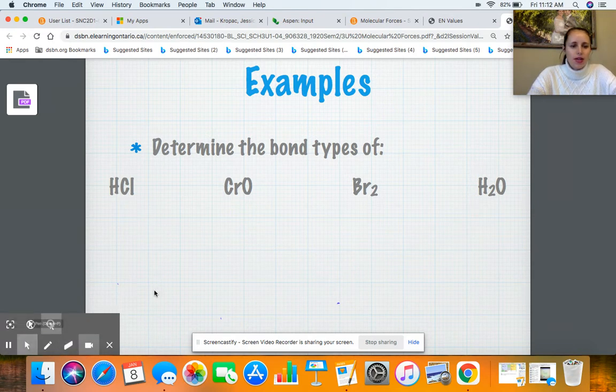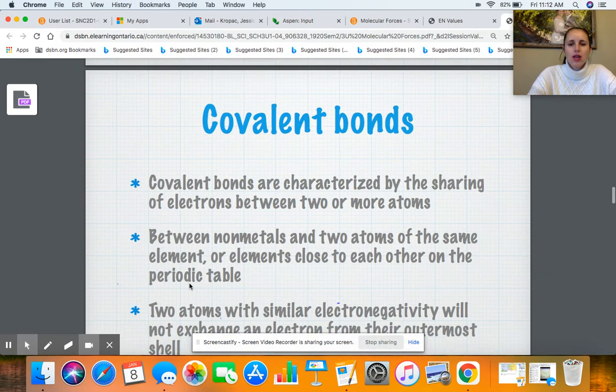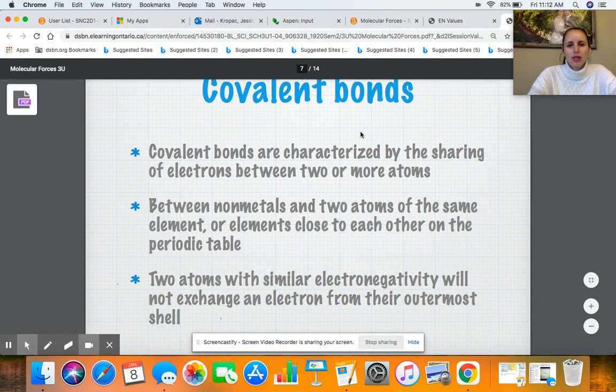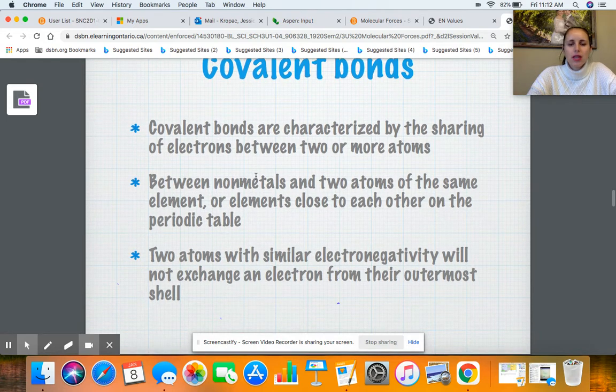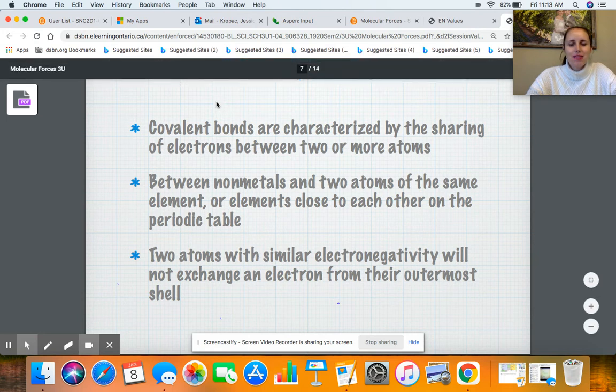All right, so let's talk a little bit more about covalent bonds. I used the word covalent bond before. Let's talk about what a covalent bond actually means. A covalent bond is characterized by the sharing of electrons between two or more atoms. So in this case, electrons aren't necessarily stolen. That's a word I used in grade 9 or 10. We don't see a transfer of electrons. Electrons are shared. That's because the electronegativity difference isn't great enough to actually see an electron get lost.